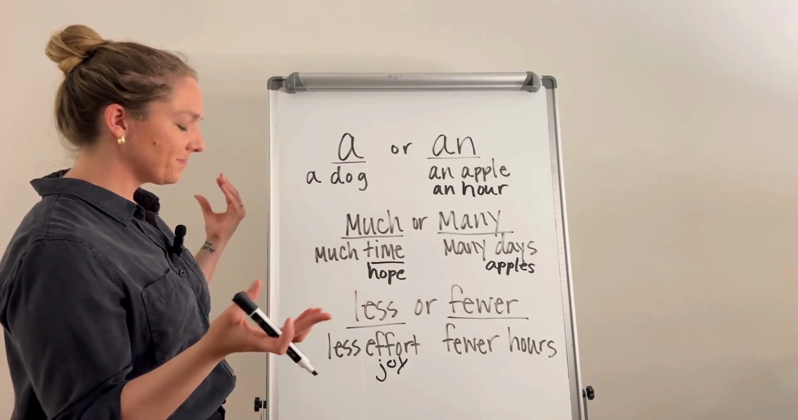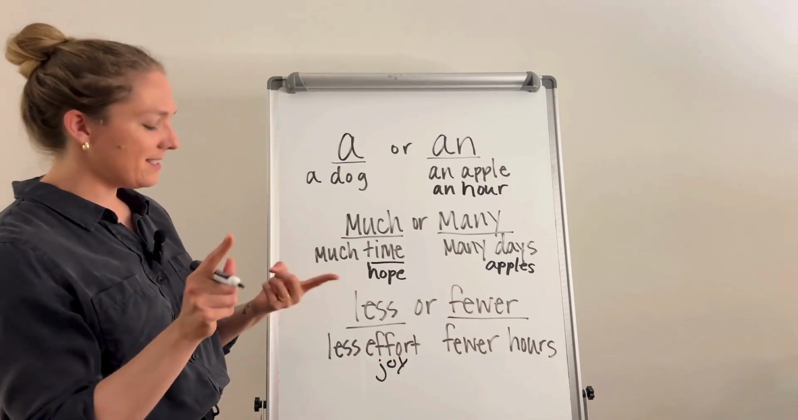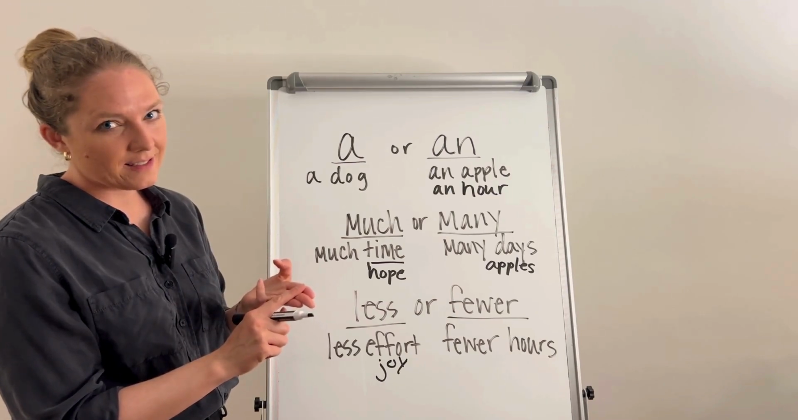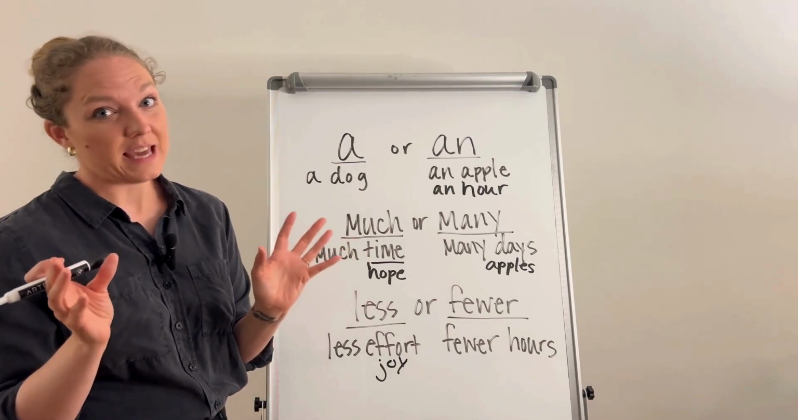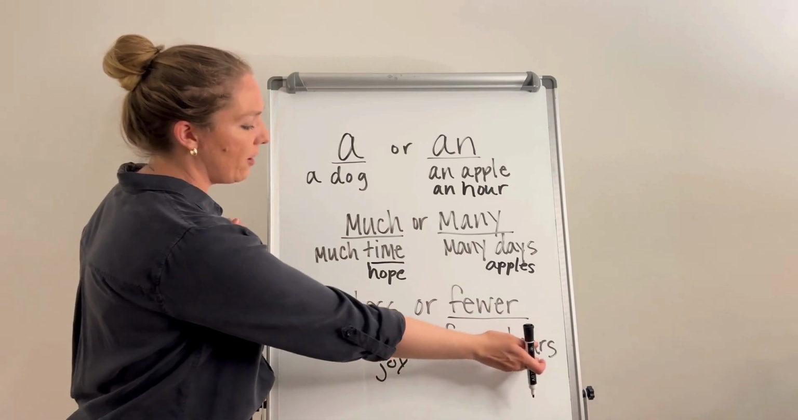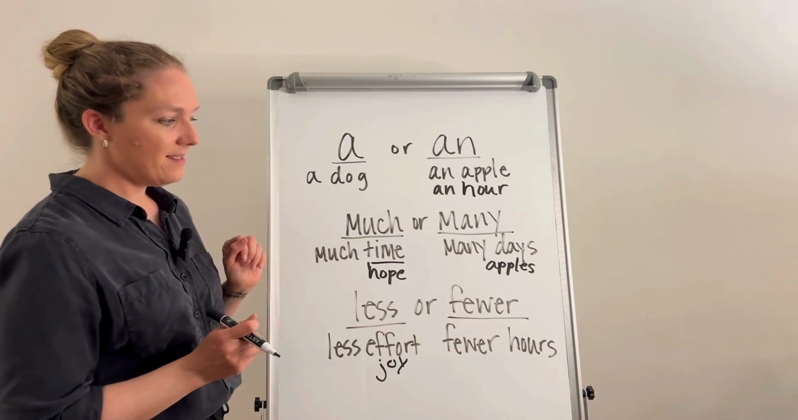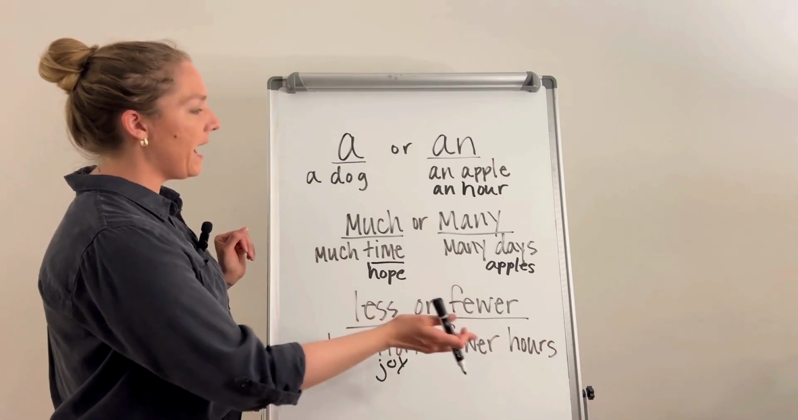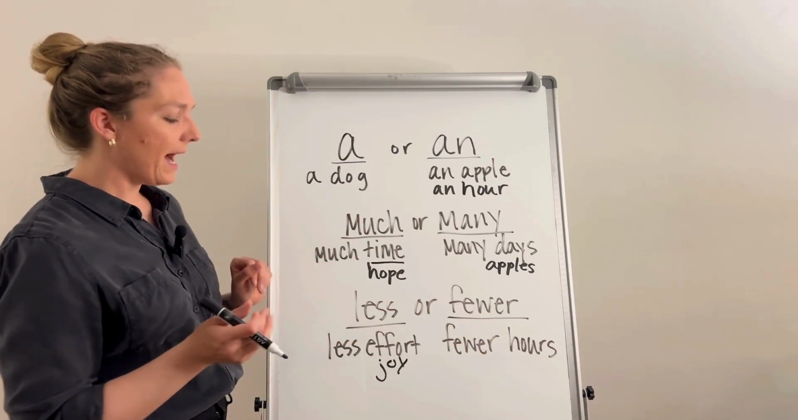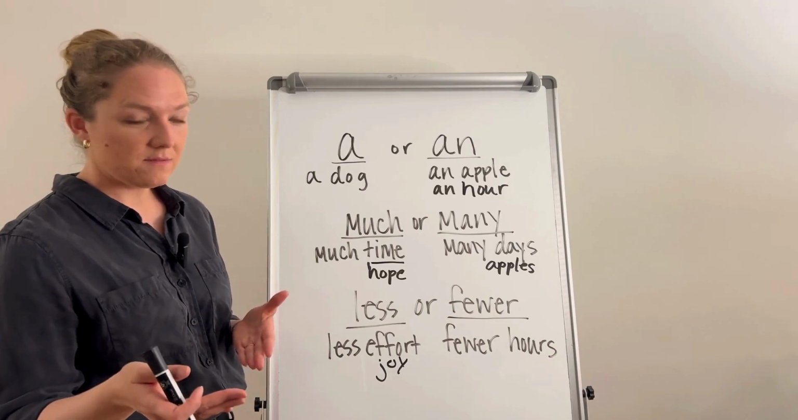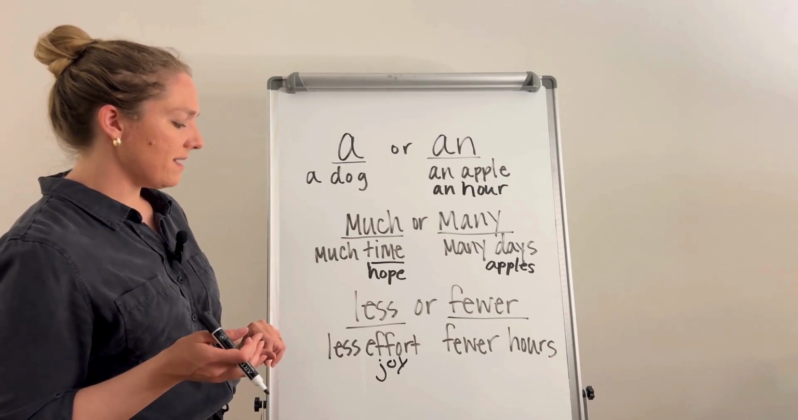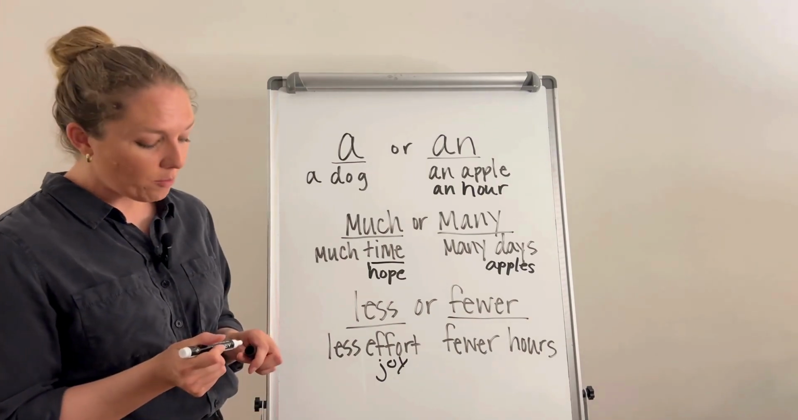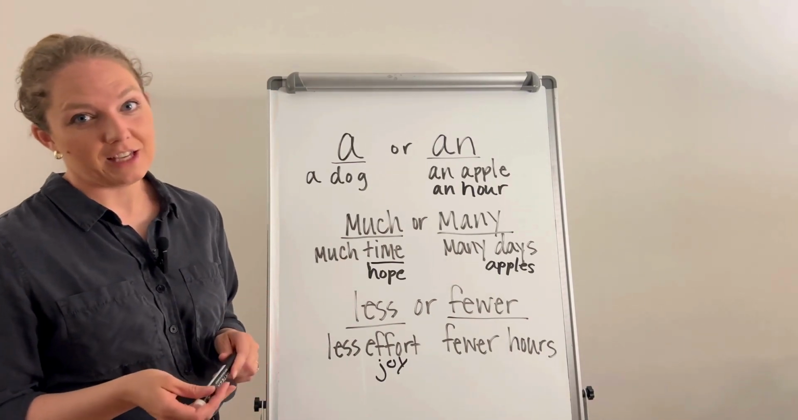Much time. Hours can be counted, the same as minutes can be counted, the same as seconds or nanoseconds, but time itself cannot be counted. So we have fewer hours, fewer used with things that can be counted. Fewer hours, fewer days, fewer apples, fewer dogs, fewer cats, things that you can count. And less is used with things you cannot count. So I hope this was helpful for you, no matter what level of English you are at.